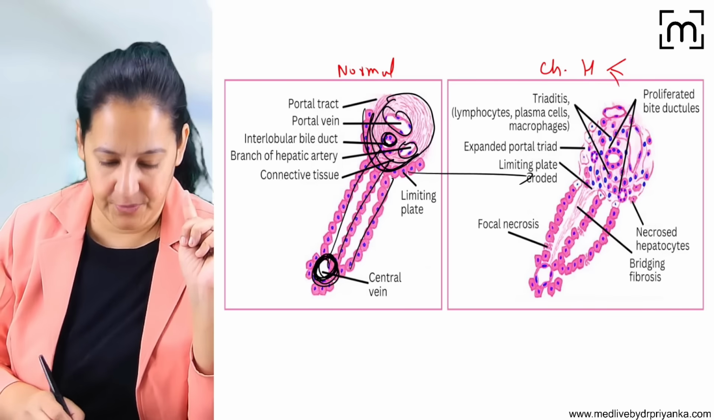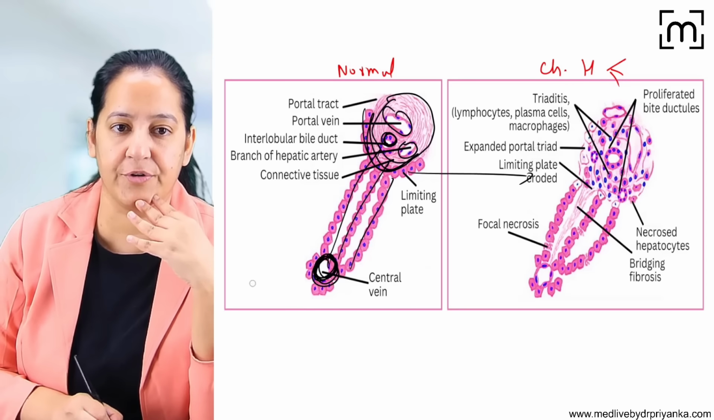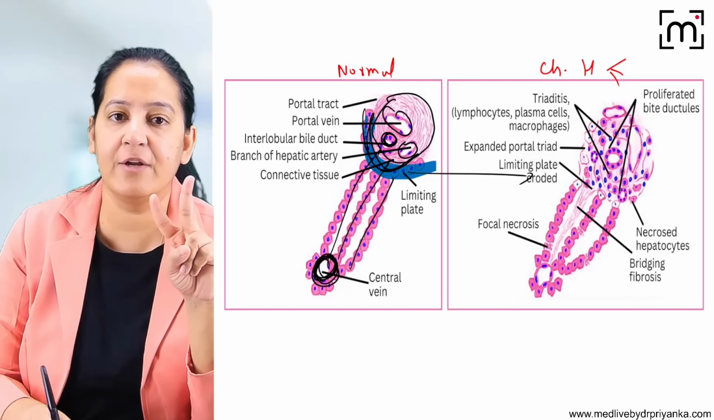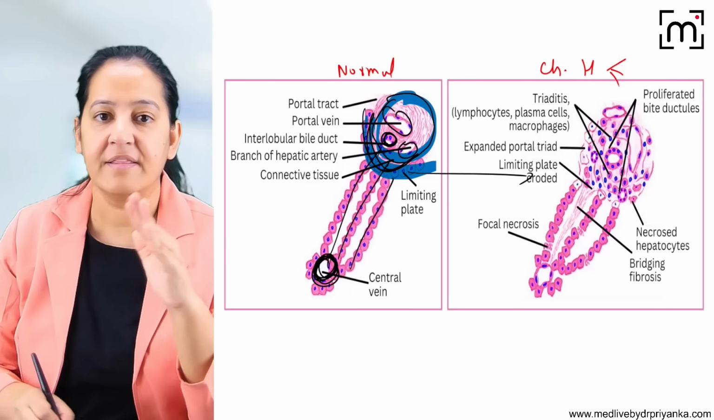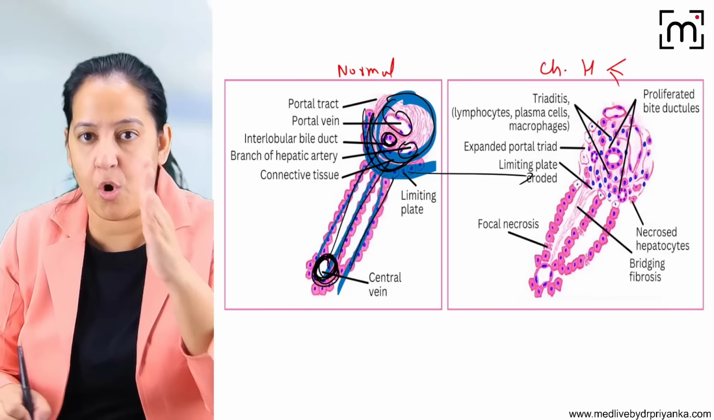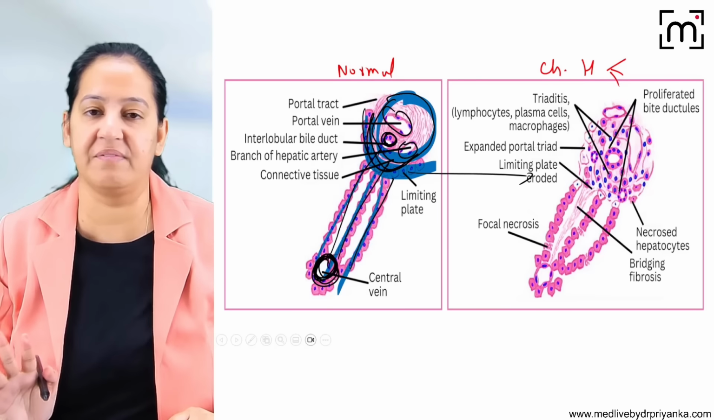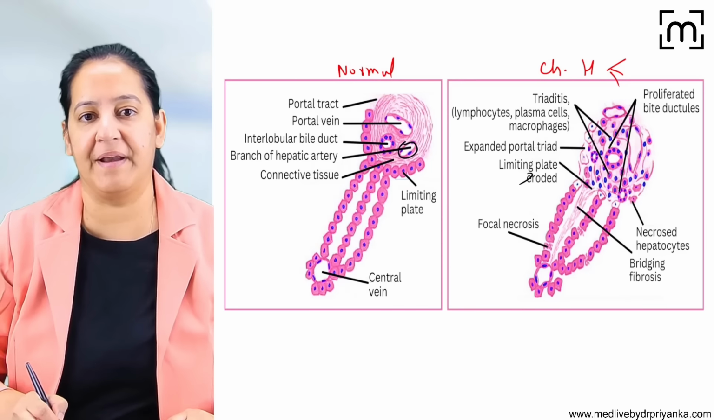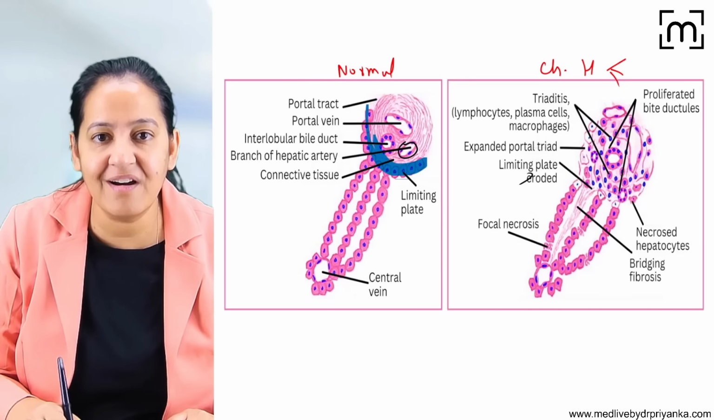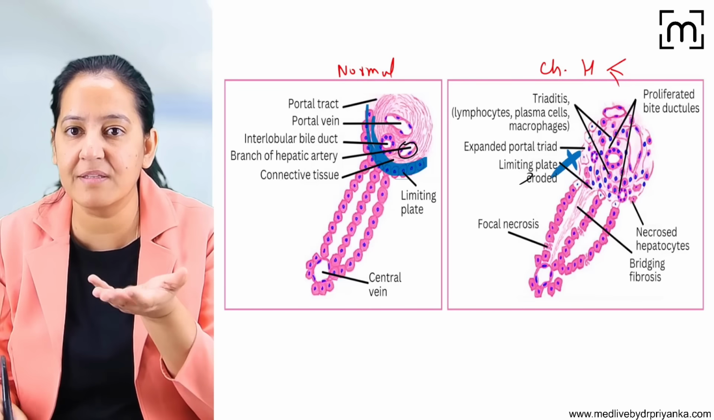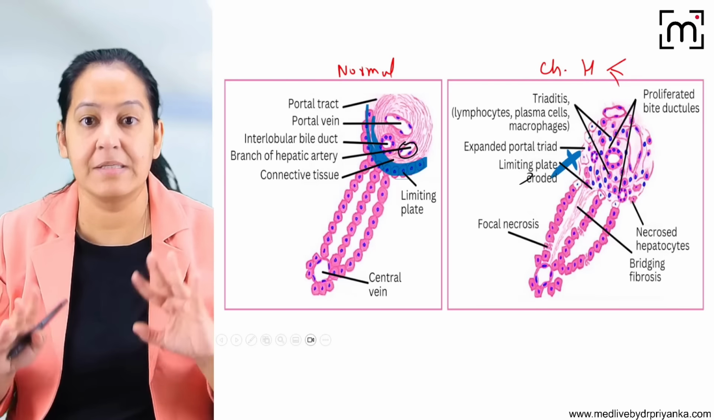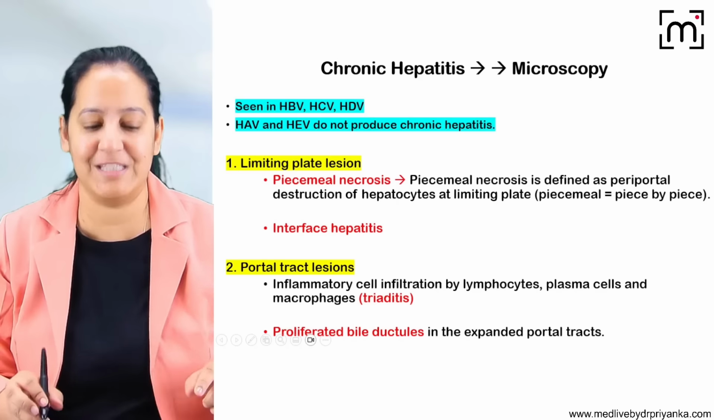First, see the limiting plate. Okay, let me tell you the sequence in which I am going to teach you. So first, I will tell you 2 changes at the limiting plate here. Then I will tell you 2 changes in the portal triad there. Then I will tell you the 2 or 3 changes in the cords of hepatocytes there. Okay, in this sequence we will cover. So first, see the limiting plate here and see the limiting plate there. Can you see the limiting plate there? Say, no, ma'am, I can't see the limiting plate. So the limiting plate is disappeared. That is known as necrosis. So necrosis of the limiting plate is known as piecemeal necrosis.